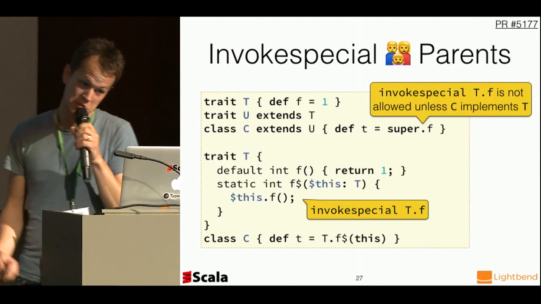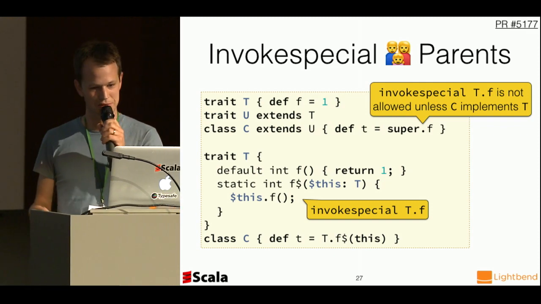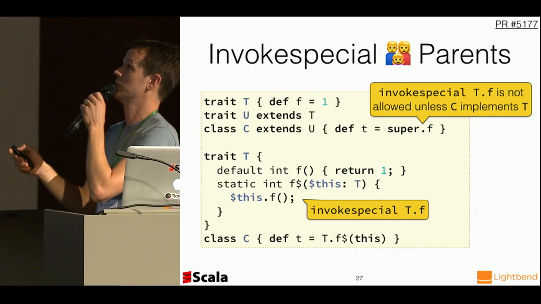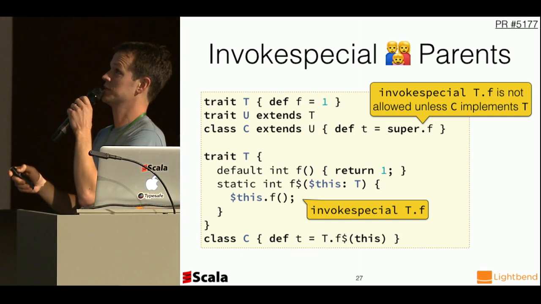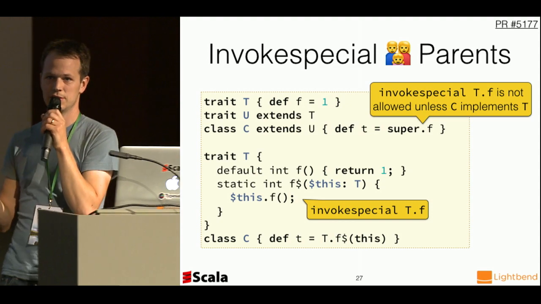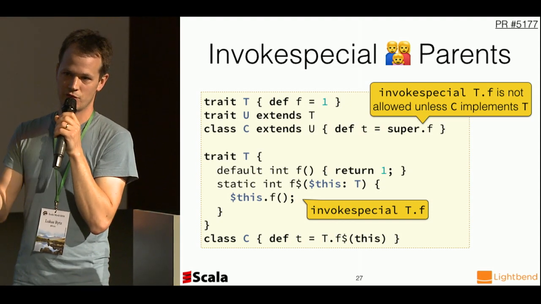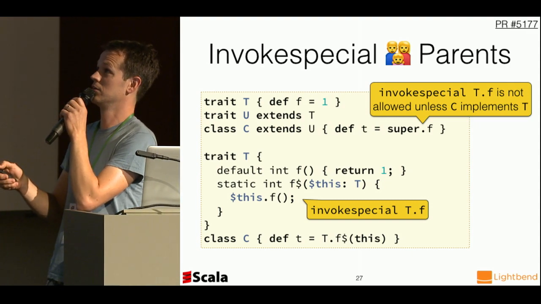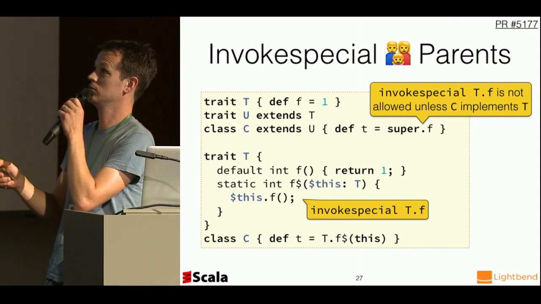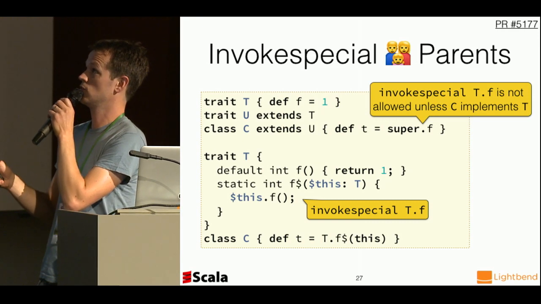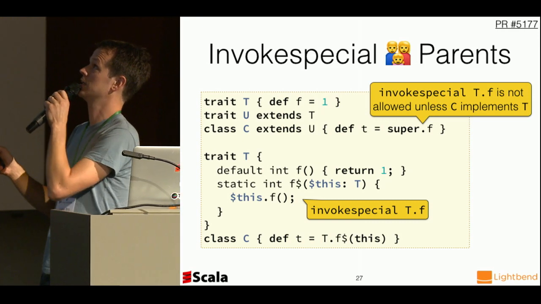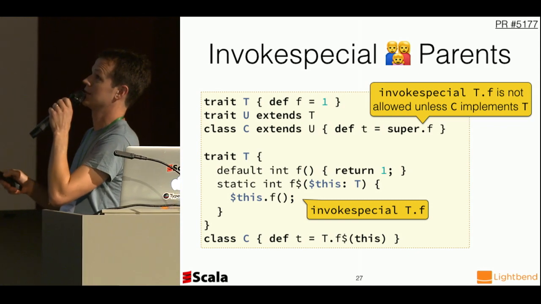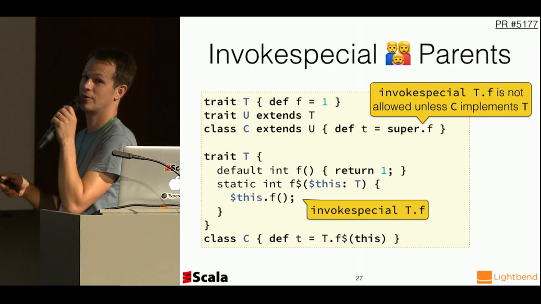Okay, another small thing we didn't know so well, and which is still causing a few questions, about Invoke Special. If you have an instruction invoke special T.f, then T needs to be a direct interface of the current class. Let's say we have a trait T, a subtrait U that extends T, and then C extends U. So if we translate this invocation as invoke special T.f, then that's not legal, because C doesn't directly extend T.